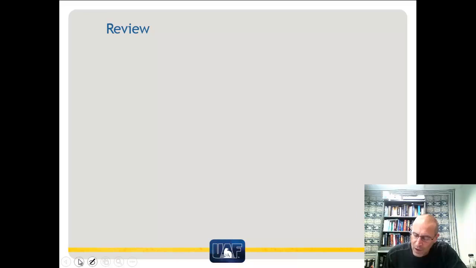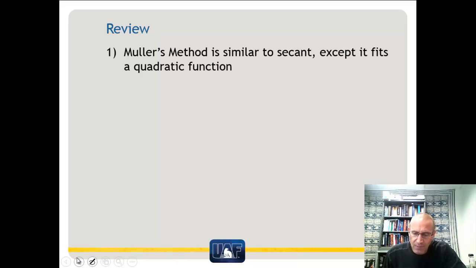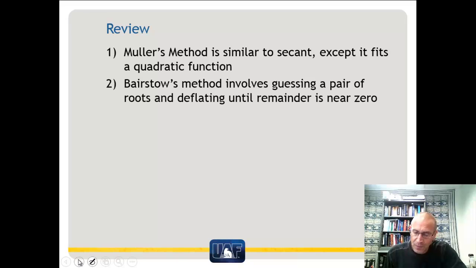All right, so let's go ahead and review what we looked at. We looked at Muller's method and saw it's similar to the secant method, except we're fitting a quadratic function instead of a linear function. And we also looked at Bairstow's method, just an alternative method. The nice thing about Bairstow's is that it does deflate at the same time. With Muller's method, you'd have to deflate after finding the root. And it involves guessing a pair of roots. You're doing that through your values of R and S, and you keep doing that until you get a remainder that's near 0.